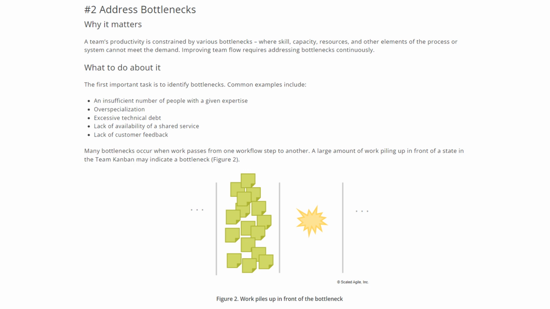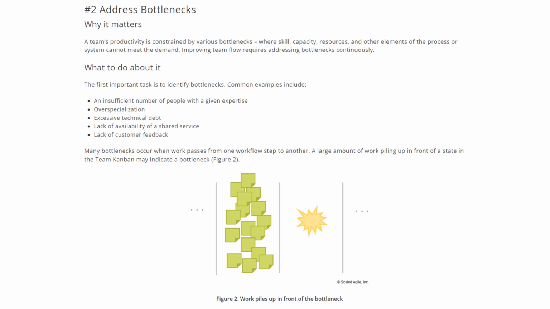What to do about it? How can I solve bottlenecks in a team flow? The first important task is to identify the bottlenecks, right? That's the first thing. What are the bottlenecks in your team flow? Common examples include an insufficient number of people with a given expertise, over specialization, excessive technical debt, lack of availability of shared services, lack of customer feedback, right?